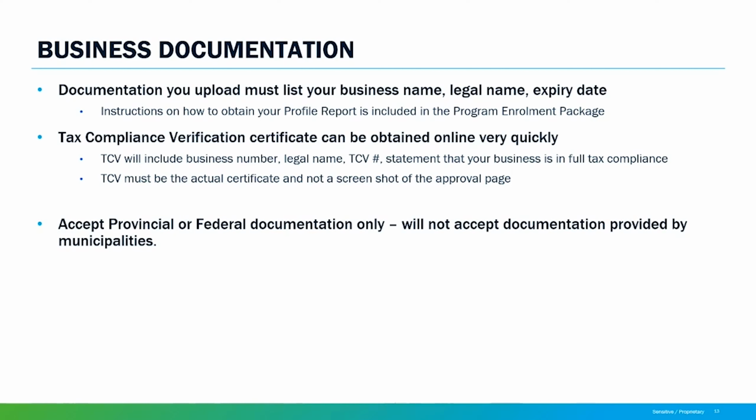For public and fleet facilities, instructions on how to obtain that profile report is found in the program enrollment package. The Tax Compliance Verification Certificate, referred to as the TCV, can be obtained online very quickly. The instructions to obtain this is found in the program enrollment package. Please be sure to upload the actual TCV certificate and not a screenshot of the approval page, as your application will be sent back to you if not submitted correctly.